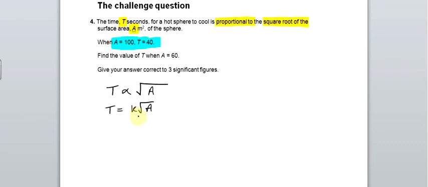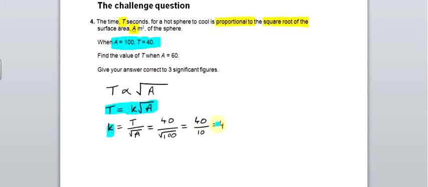So we'll rearrange this, so I'm going to have to get k on its own, so I'm going to have to divide by the square root of A. So k is equal to T divided by the square root of A, and T is 40, and it's the square root of 100. I think we can do this without a calculator, can't we? Square root of 100 is 10, so it's 4. So that means the formula is, and I'm using, remember, this thing here and this thing here. So my formula is T equals 4 times the square root of A.